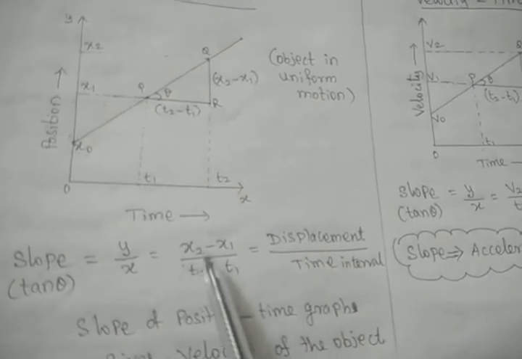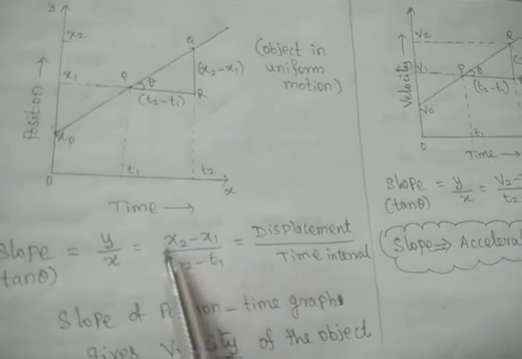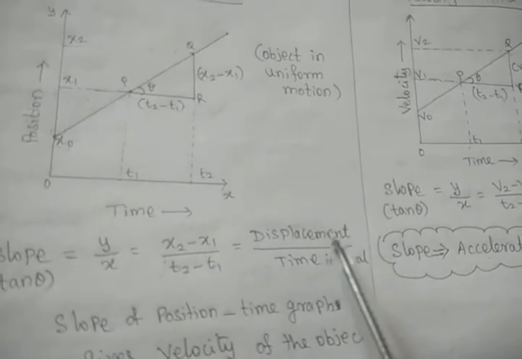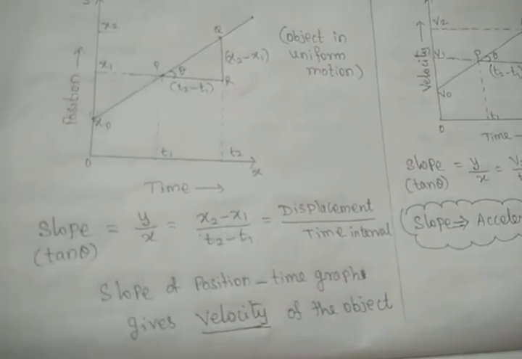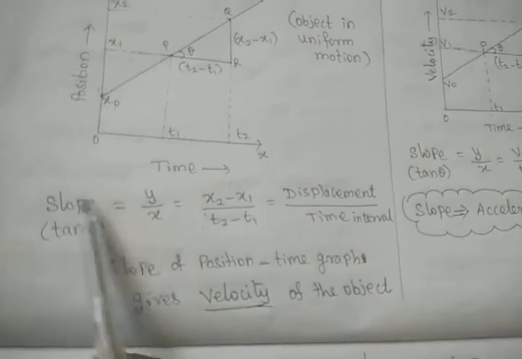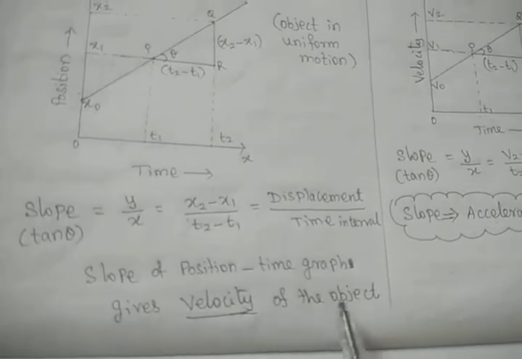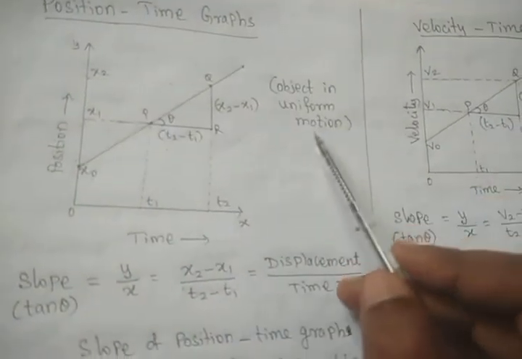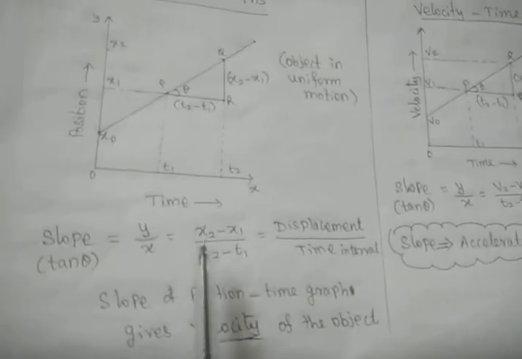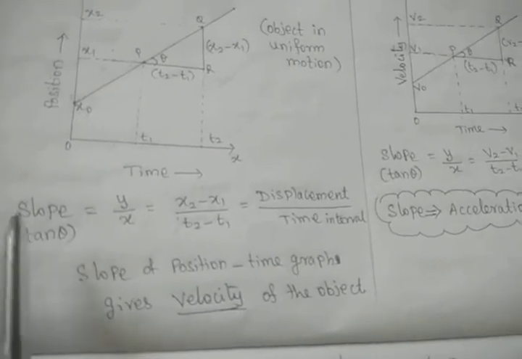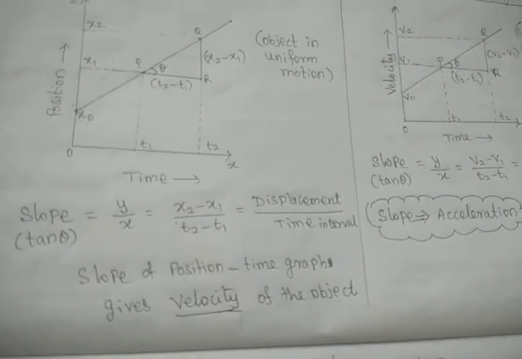This is the change in position, that is, the displacement of the body. The distance between the final position and the initial position is called displacement. So what is the displacement by time interval? Yes, it is velocity. Hence the slope of the position-time graph represents the velocity of the object. This graph is a uniform motion. So we are able to calculate the velocity of the body by simply calculating the slope of the line. Slope is equal to the velocity of the object.